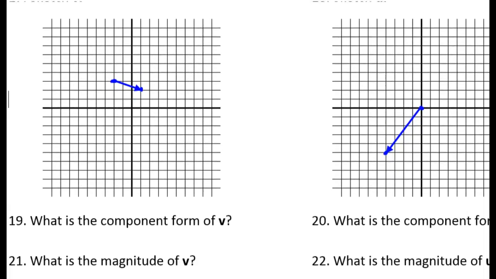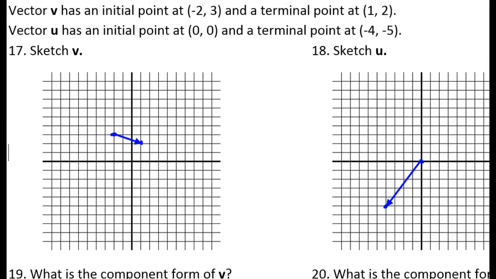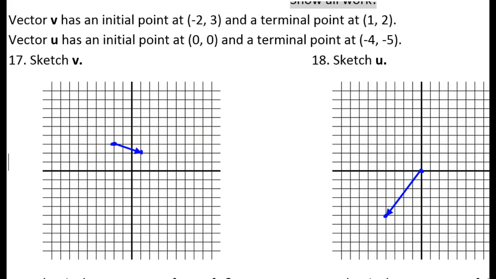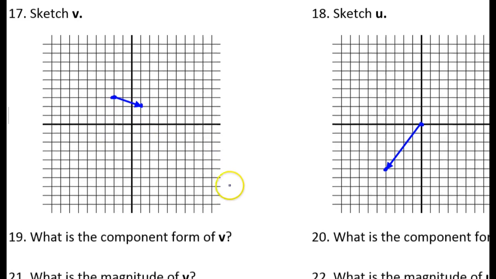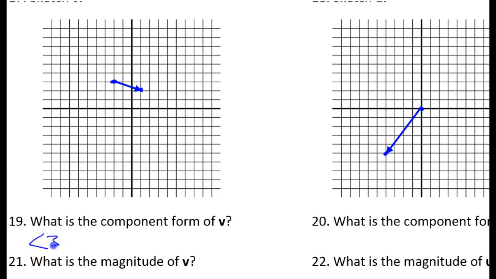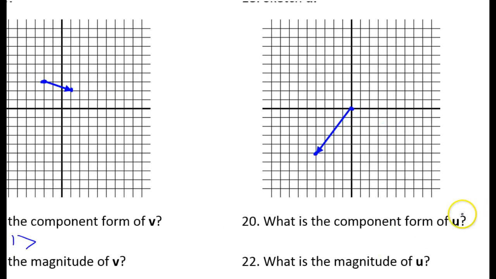Okay, what is the component form of vector v? Well, the component form is the horizontal change, comma, the vertical change. So looking at the drawing, we can see that the vector goes to the right 3 and down 1. So that's going to be 3, -1. What's the component form of vector u? We can see that it goes left 4 and down 5. So the component form would be -4, -5.